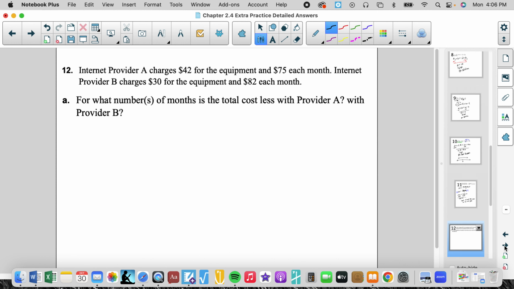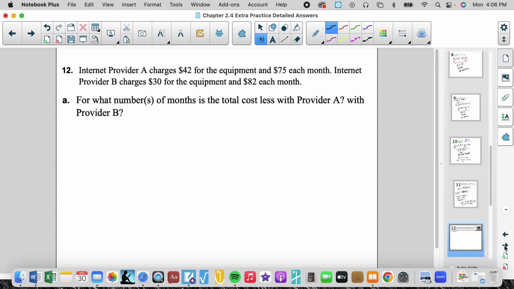Okay, let's try number 12. 12 is not the last. We got a whole bunch more. Internet provider A charges $42 for the equipment and $75 each month. Internet provider B charges $30 for the equipment and $82 each month. For what numbers of months is the total cost less with provider A than with provider B?